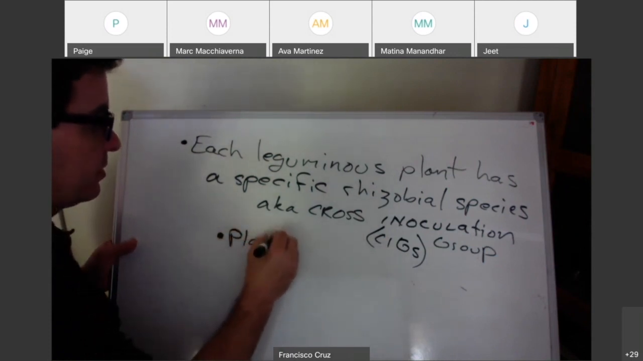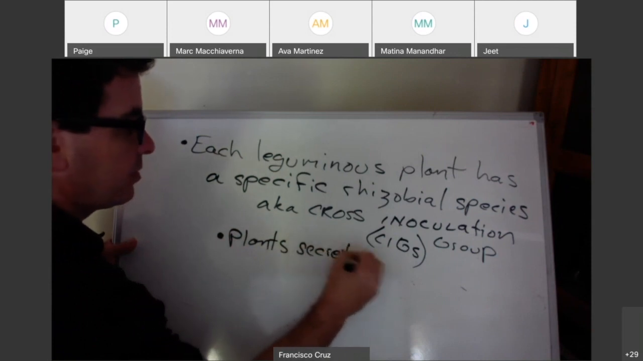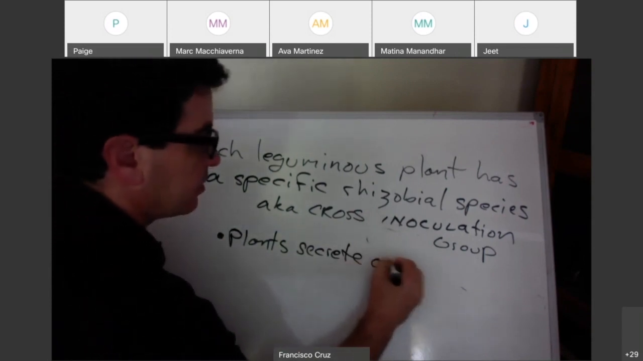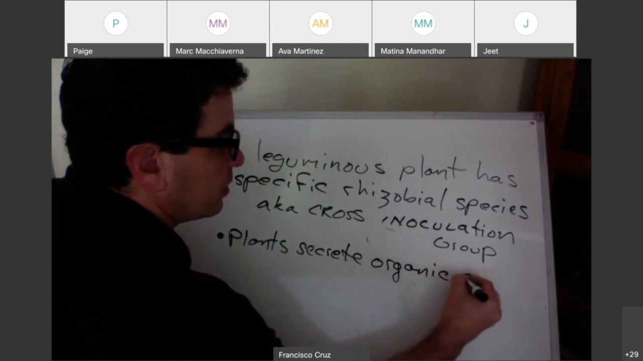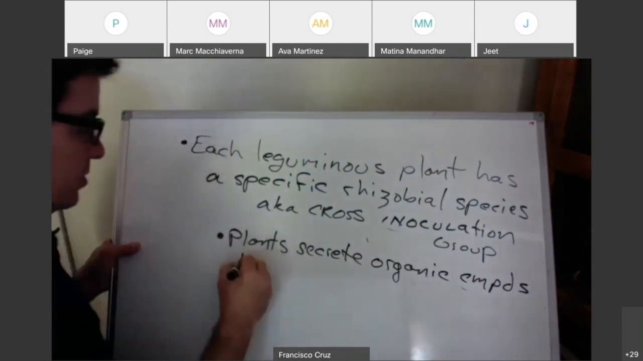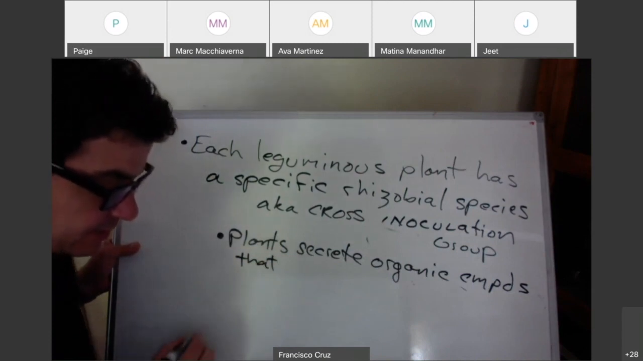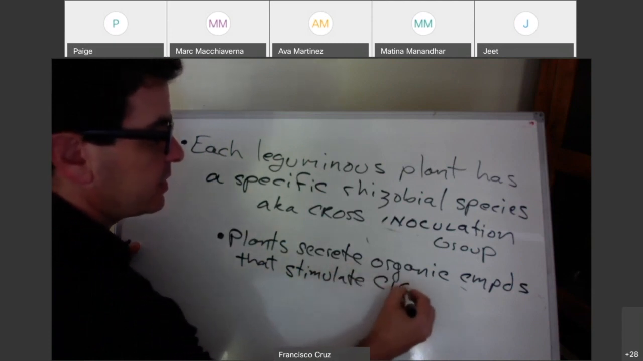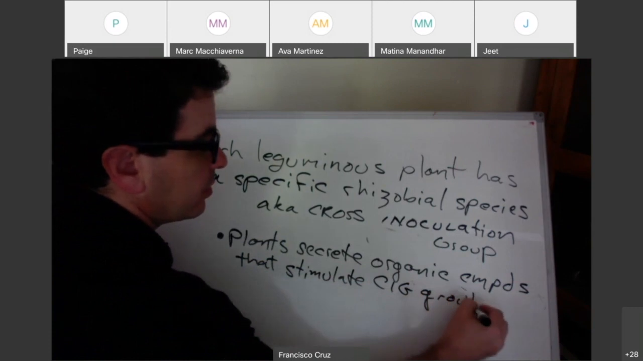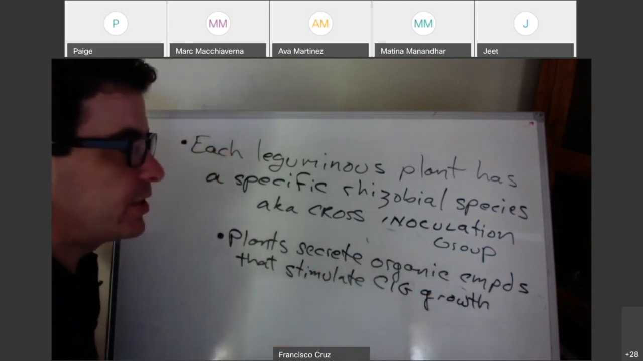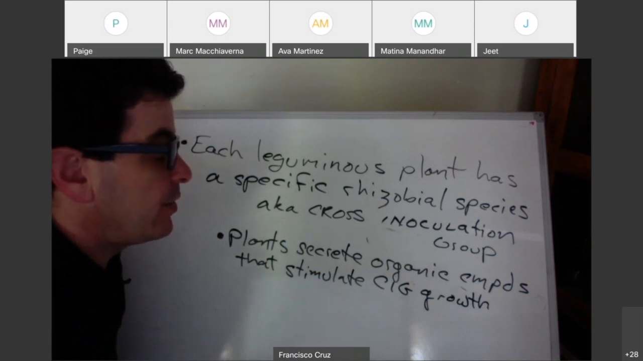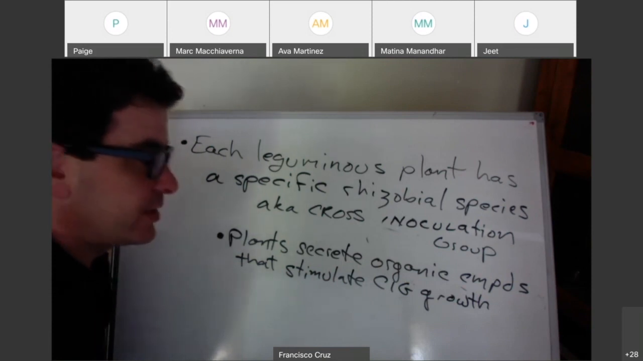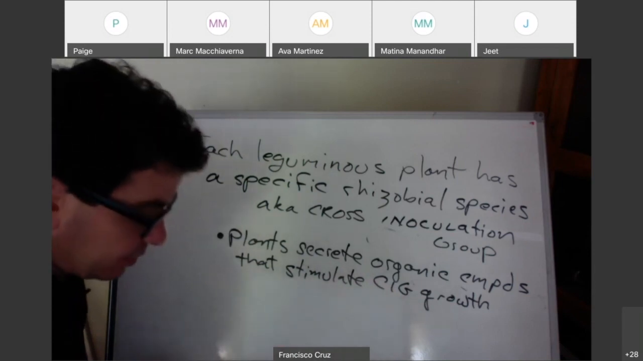Plants secrete organic compounds that stimulate SIG growth. So these bacteria, these rhizobial species, are going to have a tendency to want to go near plant root hair cells because the plants are providing nutrients that make it easier for them to grow. And so they're going to go towards the plant. It's what the plant wants.